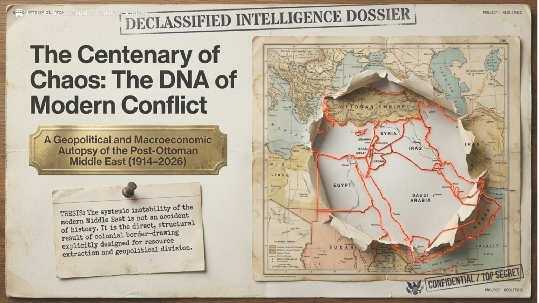Welcome to this video on the centenary of chaos, the DNA of modern conflict. Our thesis is that the systemic instability of the modern Middle East is a direct result of colonial border drawing, designed for resource extraction and geopolitical division.